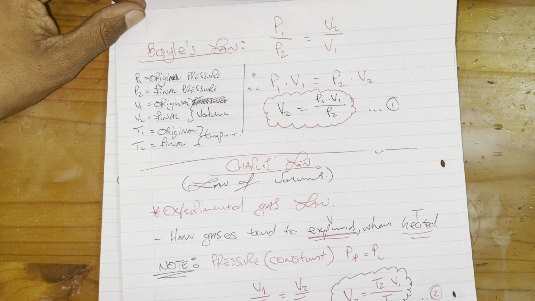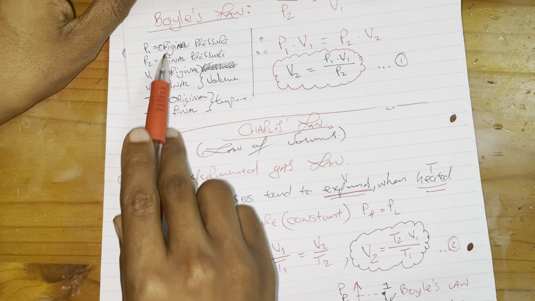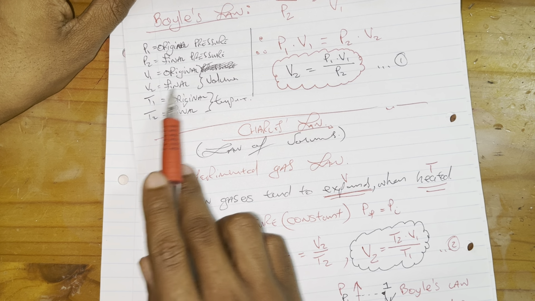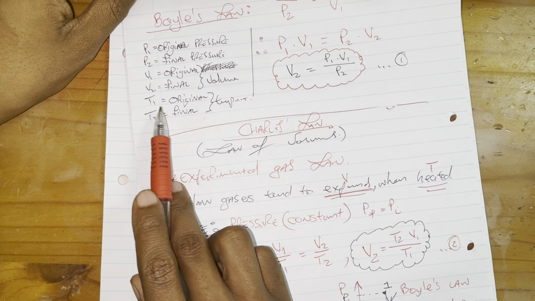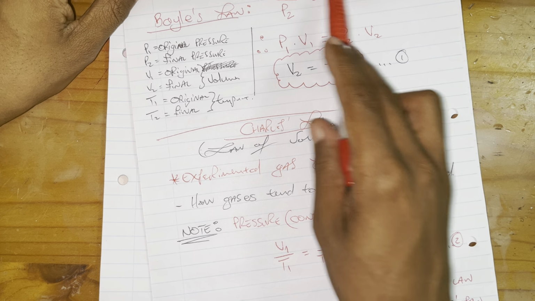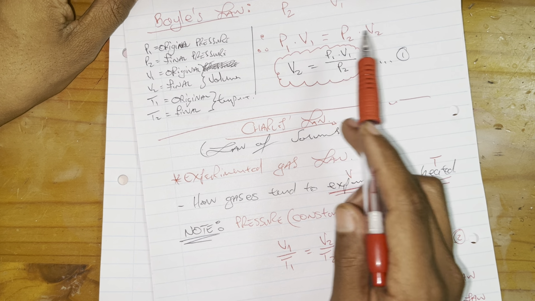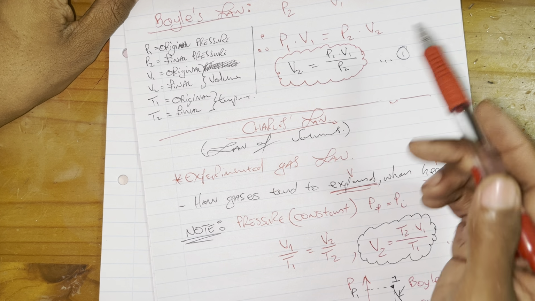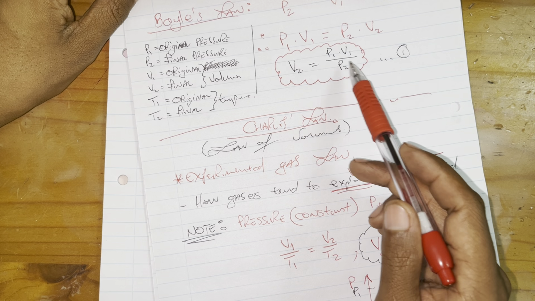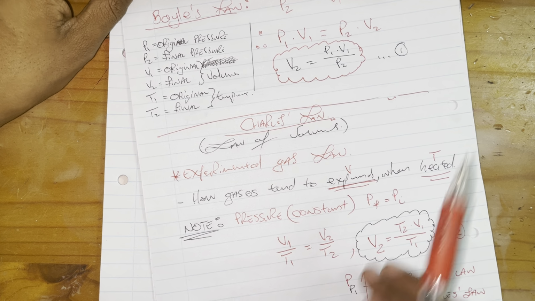divided by V1. Okay, and then also P1 P2, that's just original and final pressure. V1 V2, that's just original and final volume. And then T1 T2, that is just original and final temperature. By looking at this equation, we can actually express it as P1 times V1 is equal to P2 times V2, simply meaning V2 in this case will be equal to P1 times V1 divided by P2. Okay, that is equation 1.